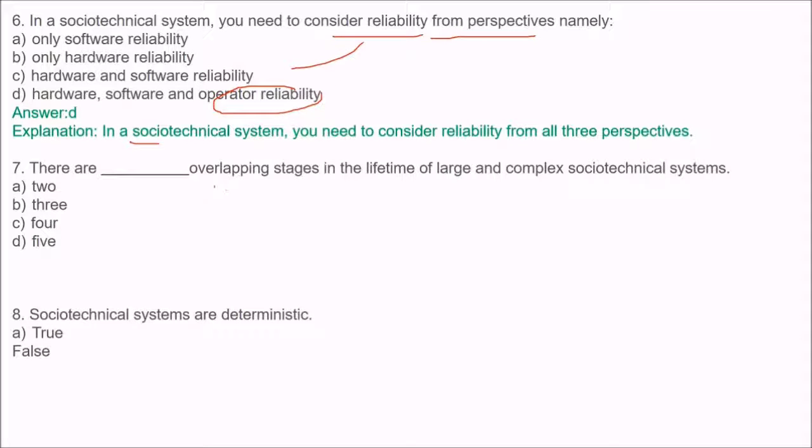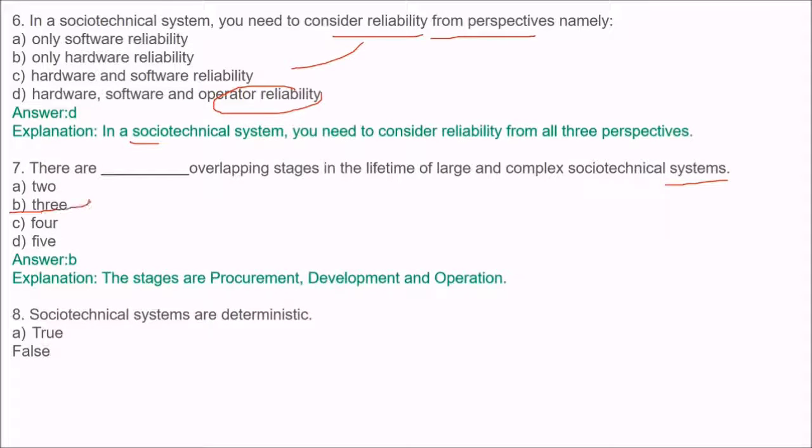Next is there are dash overlapping stages in the lifetime of large and complex socio-technical systems. The answer is B, 3. And these stages are namely procurement, development and operation. These are the overlapping stages in the lifetime of large complex socio-technical systems.